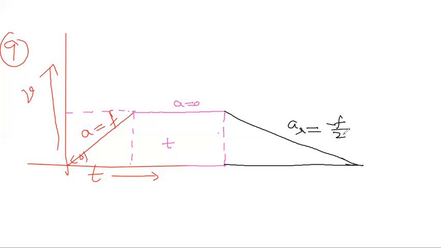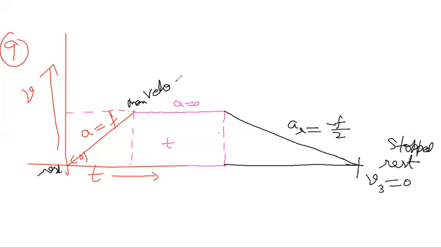Is it understood? One thing I have to tell you here: in such problems the body finally comes to rest, so V3 is anyway 0. It is actually called stopped. It started from rest, reached a max velocity, stayed at that constant velocity for some time, then decelerated and came to rest. This is the situation.